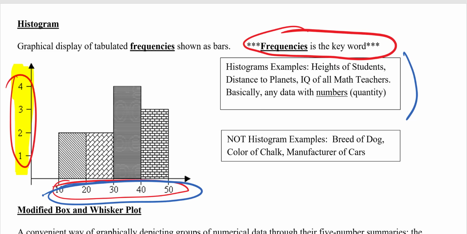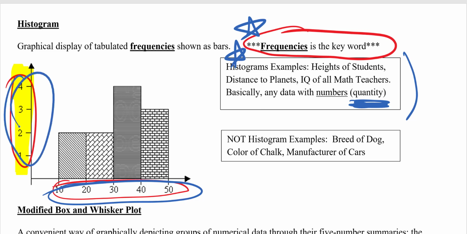All right, IQ of all math teachers. Okay, that could be a frequency. Which ones have between 10 and 20 for an IQ. All right, and 20, well, hopefully it's higher than that, I hope. All right, so basically any data with numbers or quantity, you can use a histogram. Okay, again, frequency is the key word. That is so key here, frequency. Okay, not histogram examples are anything with words. Obviously a breed of dog, you certainly can't put breed of dog here, or color of chalk, or manufacturer of cars. It doesn't make sense. Okay, so it's all about frequency.